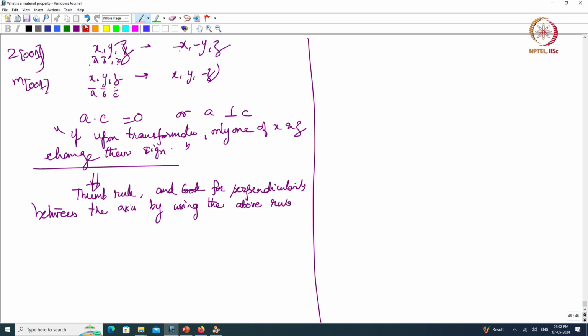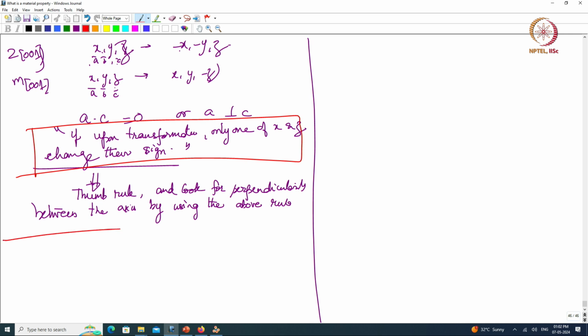And the above rule is that if upon transformation only one of x or z changes its sign, then A and C, the corresponding unit cell axes, right. x is just the magnitude of the vector along A and z is the magnitude of the vector along C. So, the corresponding unit cell axes should be perpendicular to each other. That is when that unit cell will incorporate the elements of symmetry, and the symmetry elements are a twofold axis of symmetry, or in this case even a mirror, right. Okay, a mirror is also, by the way, 2 bar, right.